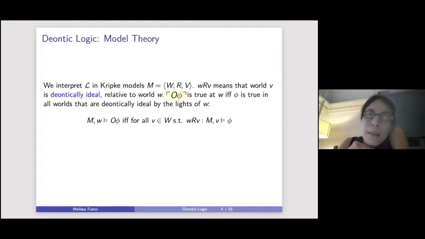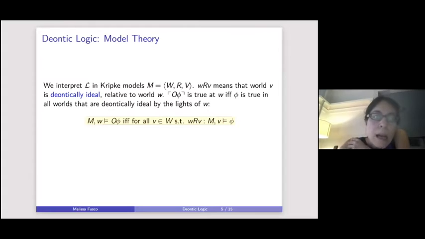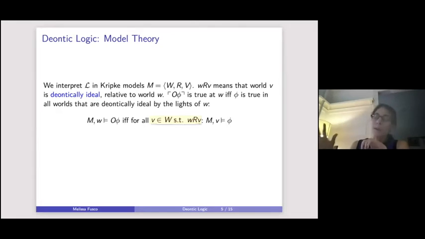So the sentence phi is true at a world w just in case phi is true in every world that's deontically ideal by the lights of w. So that's just the standard clause for box. So here it is. Phi is true at a point of evaluation consisting of the model M and a particular world in the model w, just in case for all v in W such that wRv, for every deontically accessible world, v satisfies phi, what we call the prejacent, right? The sentence when you take the ought operator off.